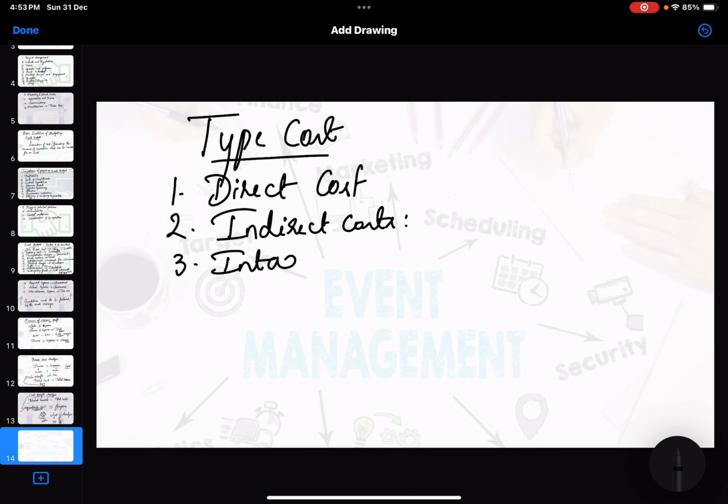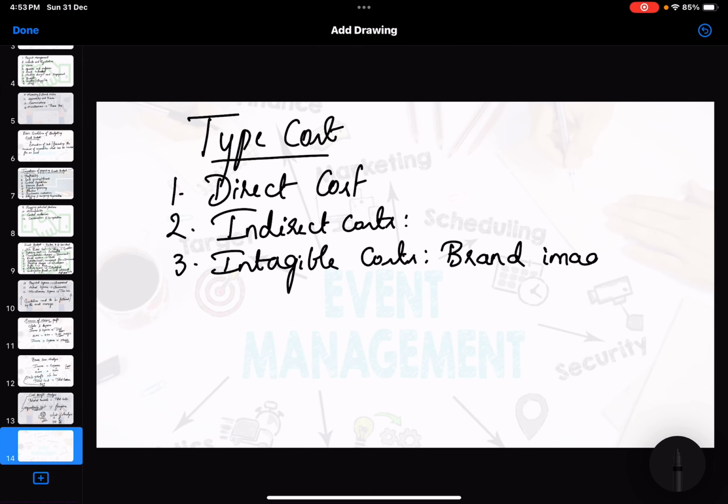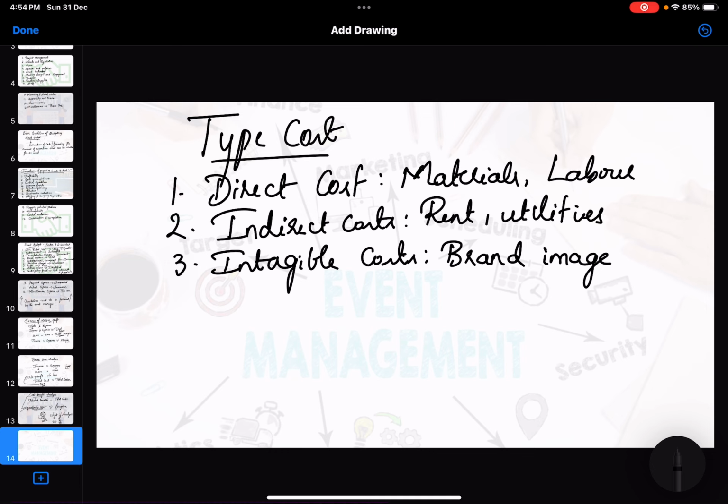Then intangible costs are those costs that we pay for the brand image. Intangible is something which cannot be seen or touched, but it has monetary value. Our brand image, that is our goodwill or reputation, also has certain monetary value, though it cannot be measured in terms of money. So direct costs are the materials, equipment and labor, whereas indirect costs are the rent, utilities and any transportation expenses that we incur, that are not directly concerned with the execution of the event.